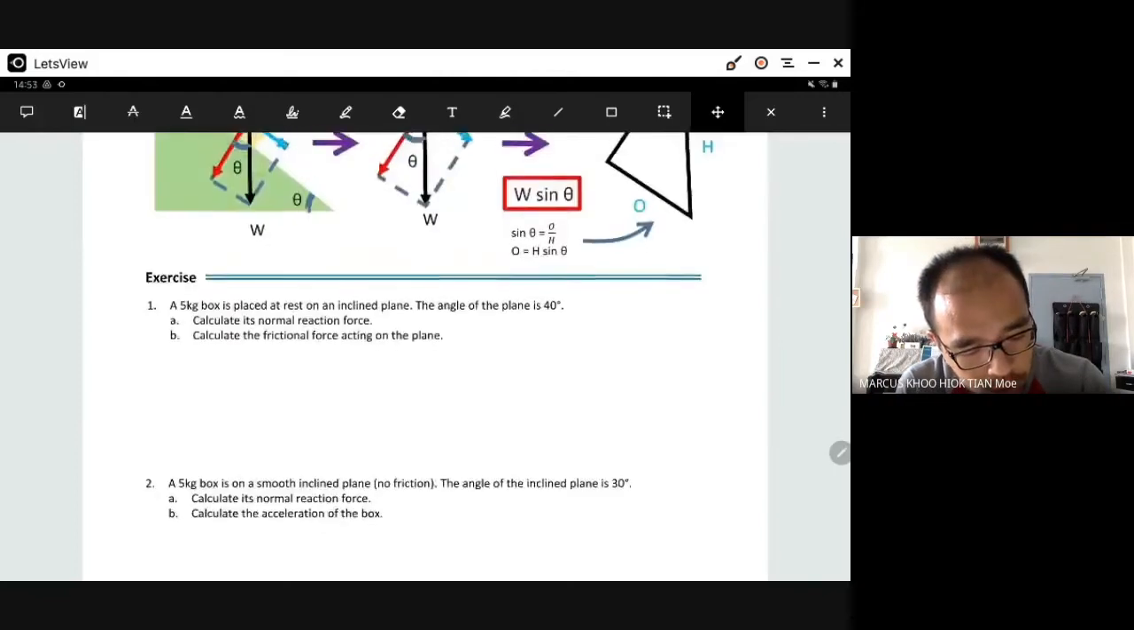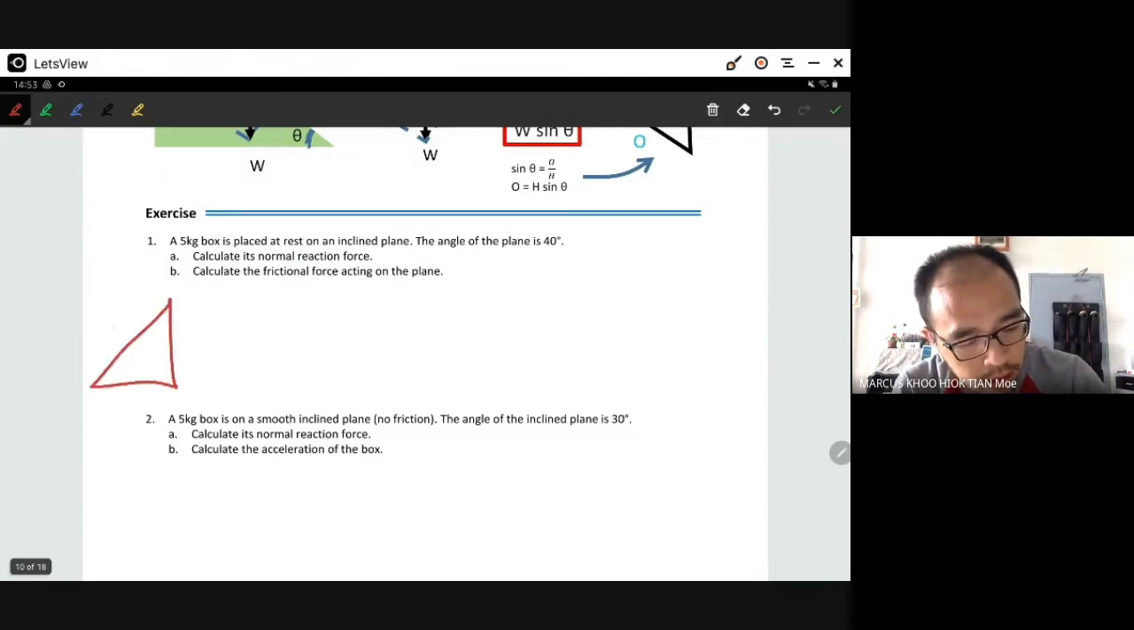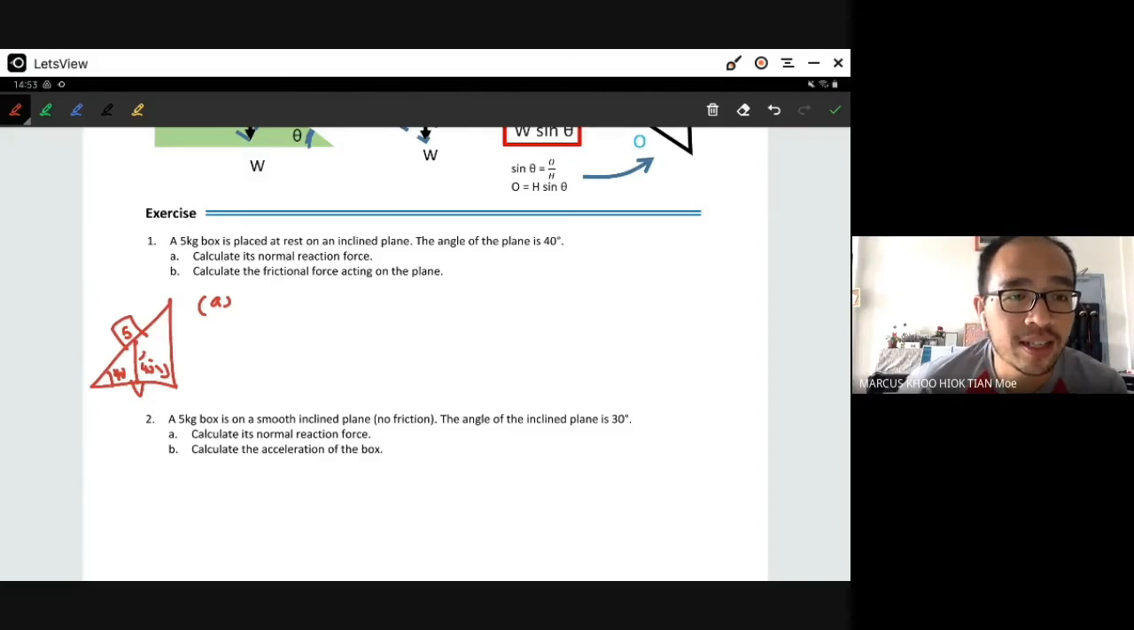Okay, so let me draw the situation first, and then after that, you tell me what to write. So this is 5 kg. Over here, this is 40. Okay, so obviously this will be 40. Sorry, the first one. Shafiq Iqbal left the meeting. Sorry, who is Shafiq's friend? Angeline. Okay, Angeline, how do you answer 1A?